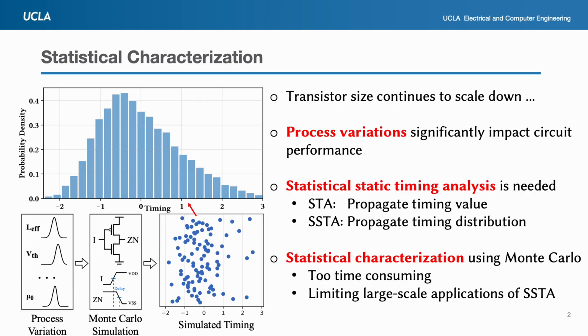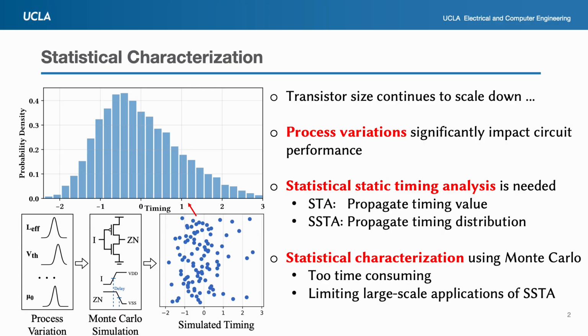Take the transistor as an instance. The effective length and width, the thickness of gate oxide, or the dopant density all vary and will significantly impact the circuit performance. So it's very critical to use statistical static timing analysis. It propagates the timing distribution rather than a timing value in analysis.